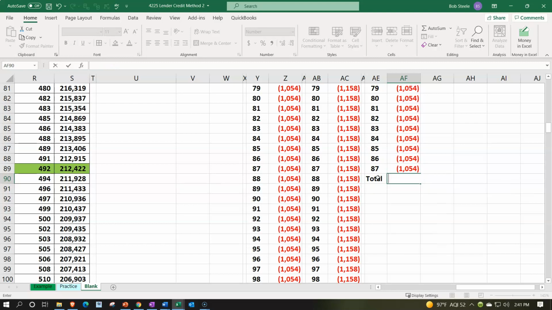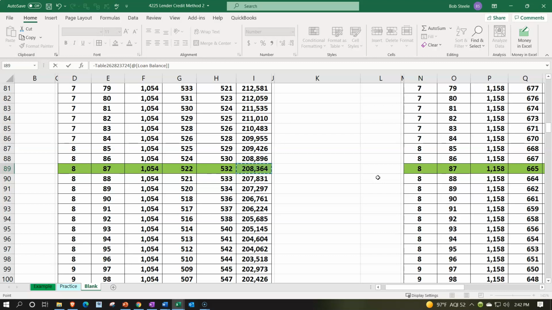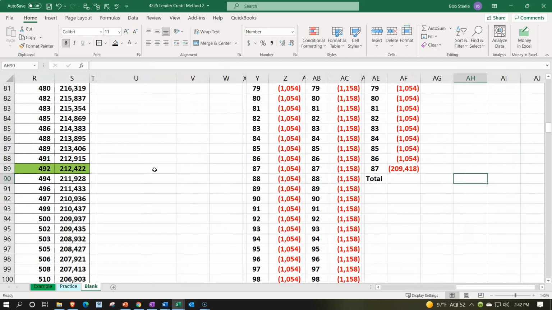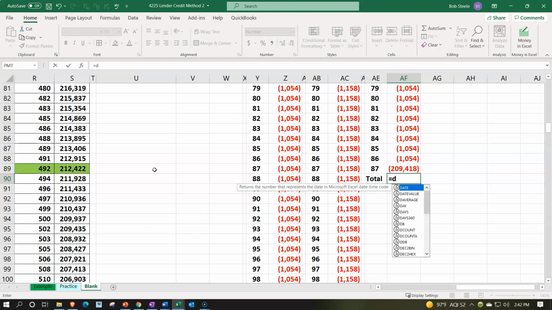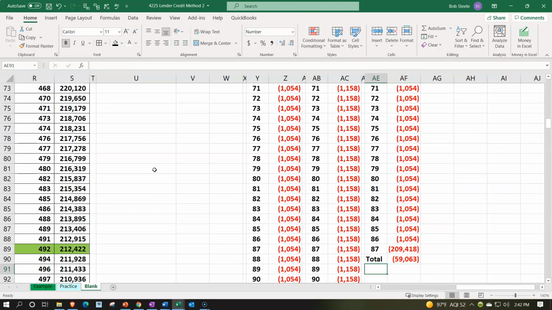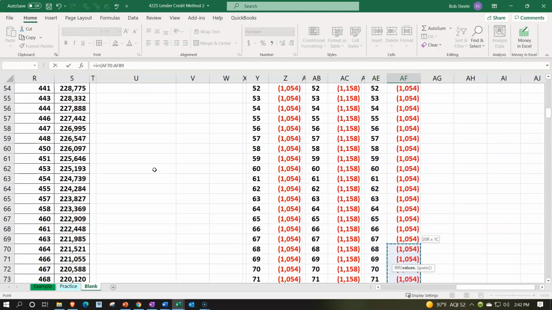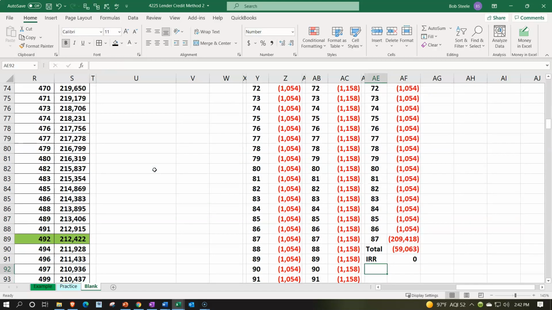Actually, before I do that, we need to say that last payment, we've got to pay off the loan balance. So it's going to be negative. I'm going to the first amortization table, which is going to be the 208,364 that we're going to have to pay off the loan balance at the end, plus the 1054. There it is. And then we sum this thing up. Say SUM of this entire thing. Then we'll calculate the IRR, which is equal to the IRR of this entire thing.